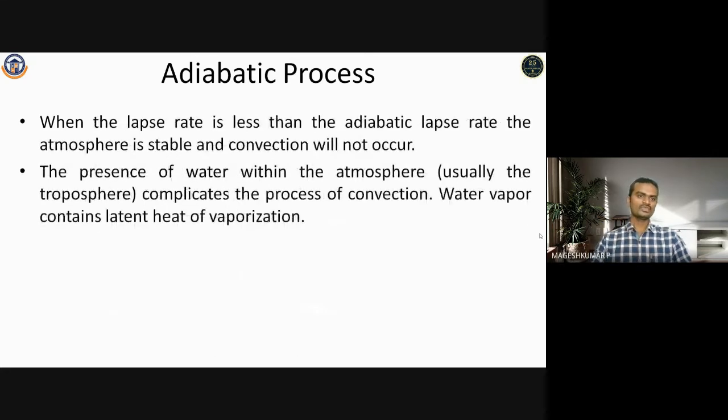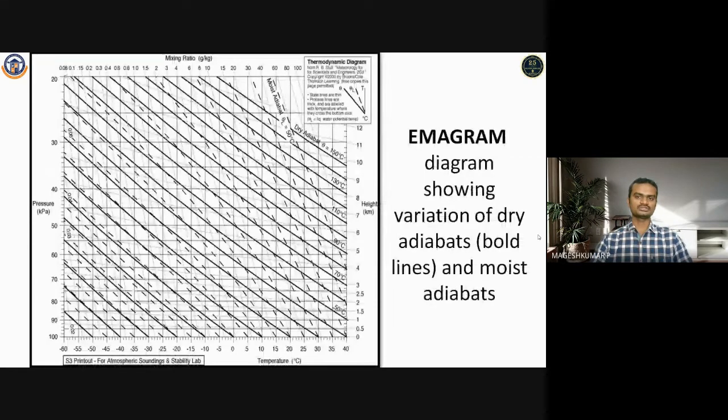And when the actual lapse rate is less than the adiabatic lapse rate, this atmosphere is considered stable and convection will not occur. This convection process will not occur when the actual lapse rate is less than the adiabatic lapse rate. And the presence of water within the atmosphere, usually the troposphere, complicates the process of convection. The water vapor contains latent heat of vaporization. These are all some processes which are aligned with the adiabatic process and convection.